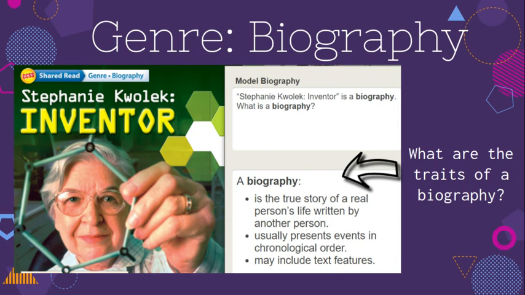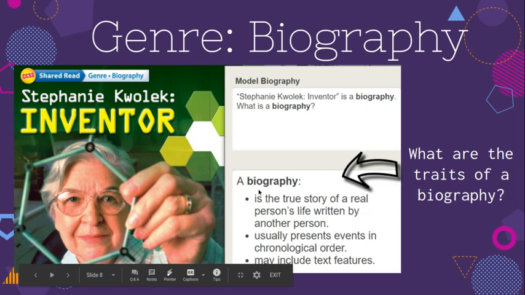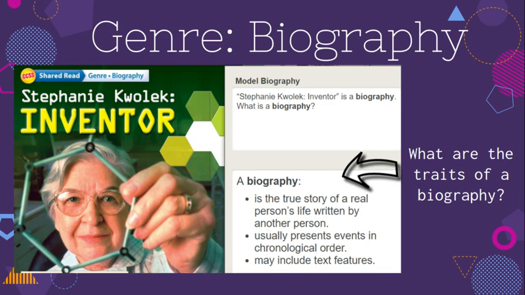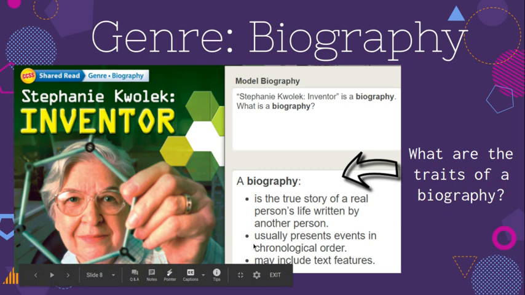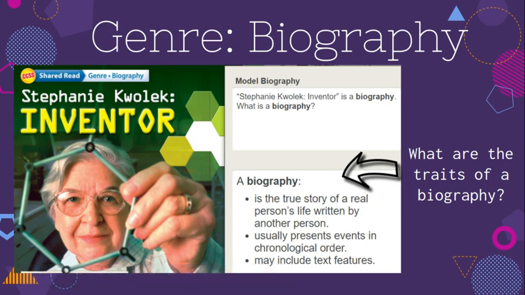Now let's move on to the genre for this week. The genre we're focusing on in all of our stories this week is biography. What are the traits of a biography? In your reading and writing workshop book, the word biography is defined like this. A biography is a true story of a real person's life written by another person. A biography usually presents events in chronological order. A biography may include text features.